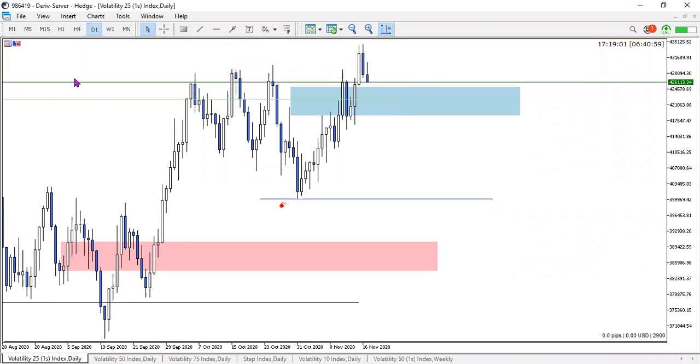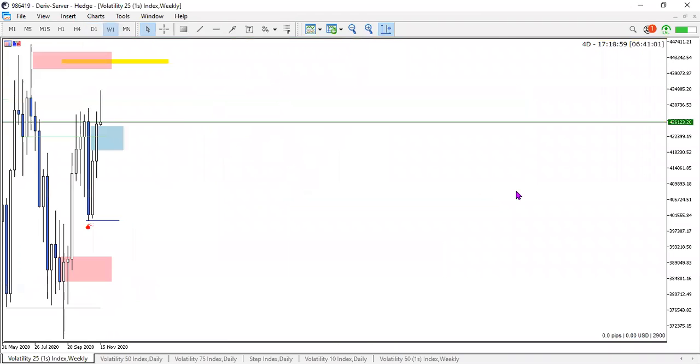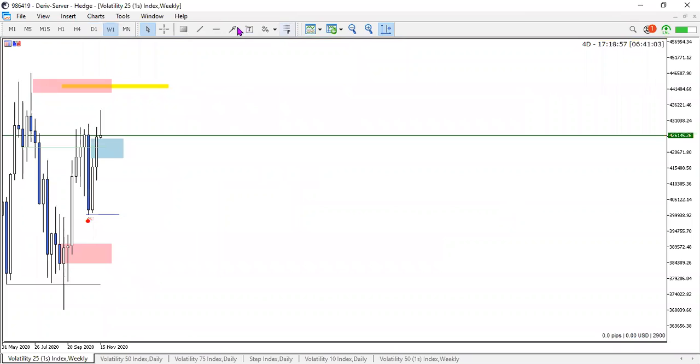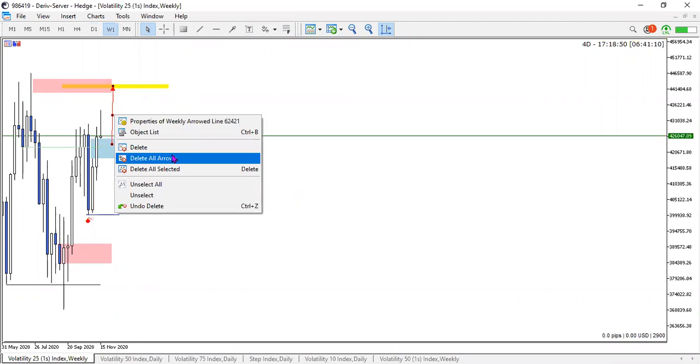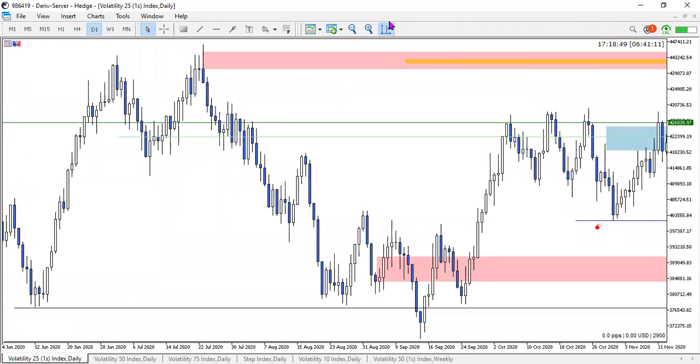All right, let's talk about volatility 25-1S. Overall, I am still expecting this market to bounce maybe on this blue zone and push up towards this yellow zone that we've got up in here. That's still my thoughts on this market.